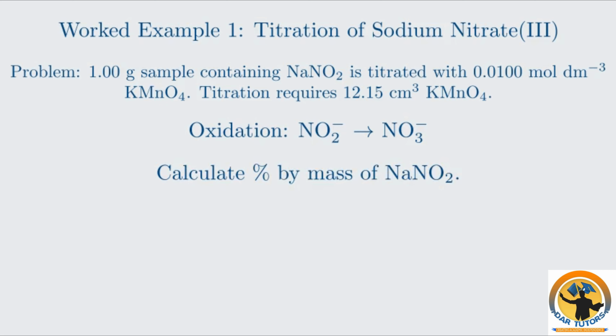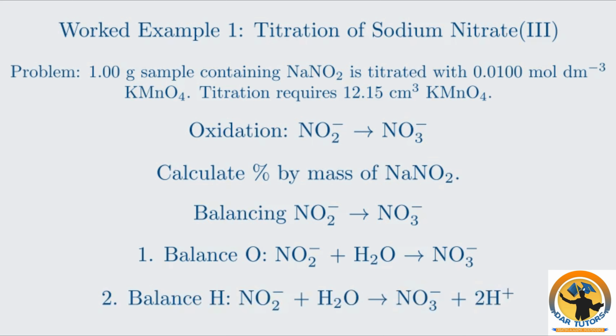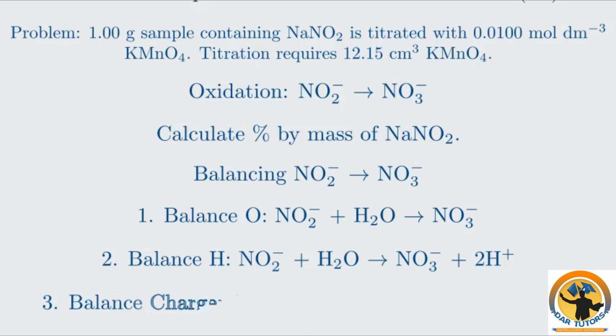We will follow a structured approach to solve this. First, we need to balance the oxidation half equation. NO2- becomes NO3-. To balance the oxygen atoms, we add one water molecule, H2O, to the left side. Then, to balance the hydrogen atoms, we add two hydrogen ions, 2H+, to the right side. Finally, to balance the charge, the left side has a charge of -1 and the right side has +1. We add two electrons to the right side to get a balanced half equation. NO2- plus H2O gives NO3- plus 2H+ plus 2 electrons.